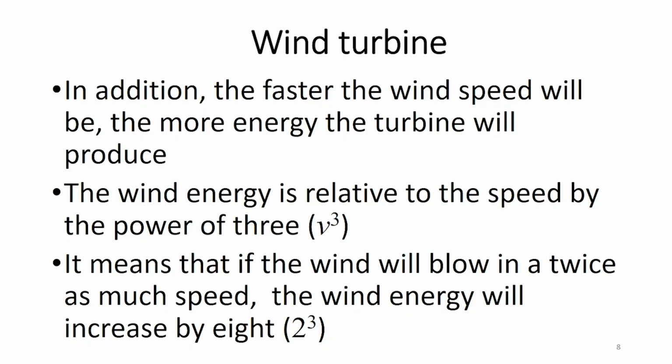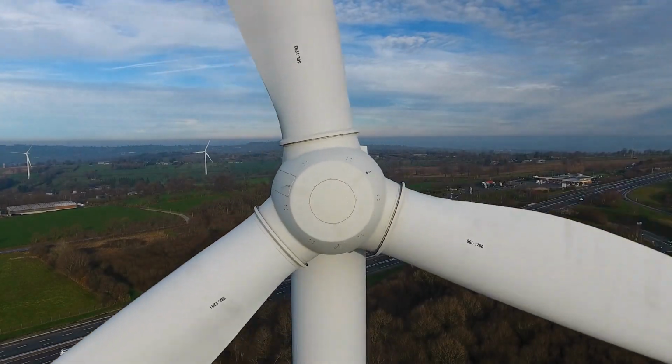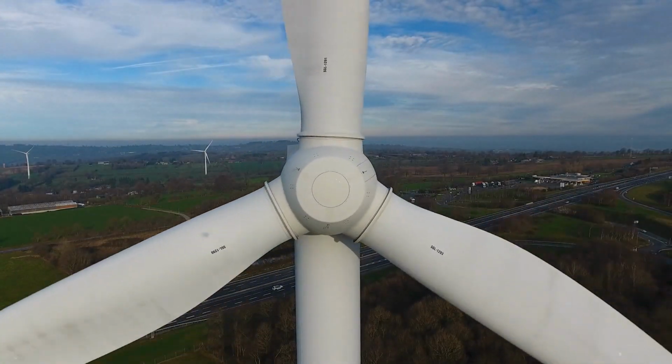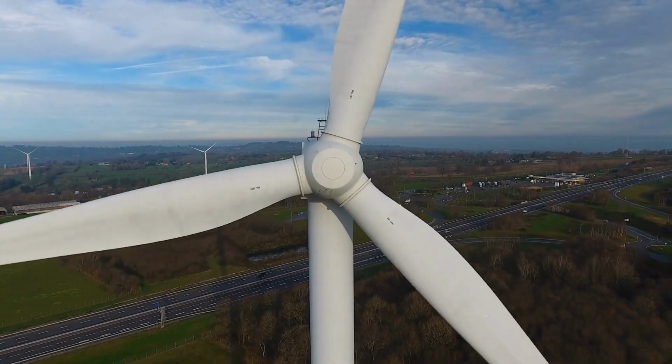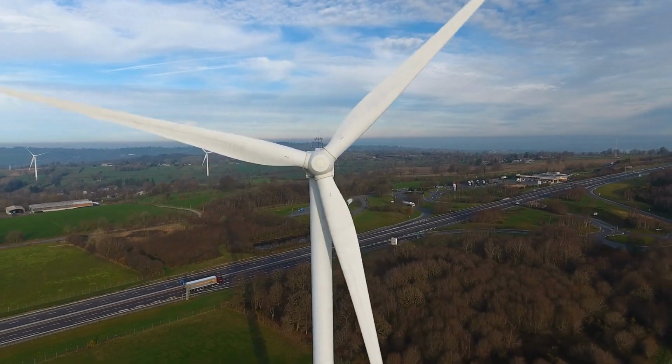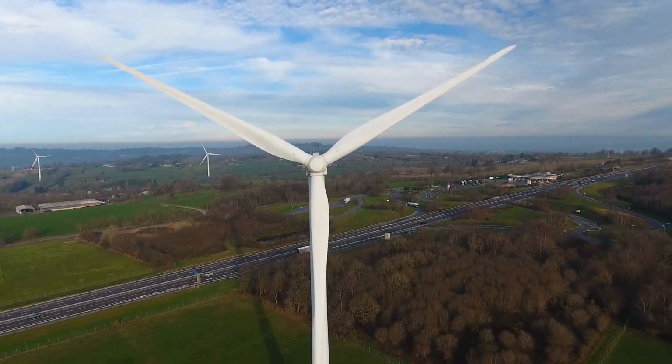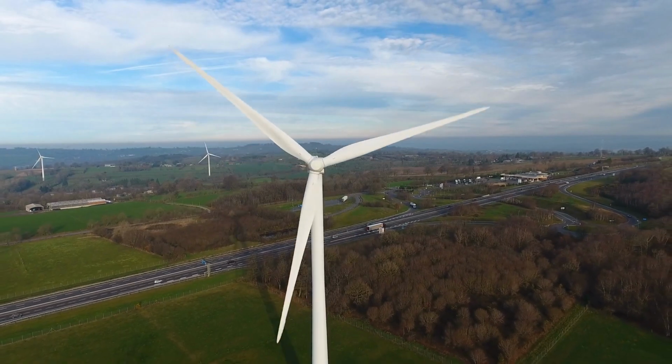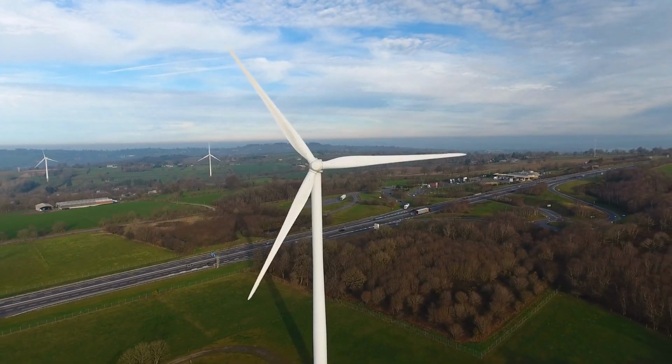The wind energy is relative to the speed to the power of 3. It means that if the wind blows at twice the speed, the wind energy will increase by 8, which is 2 to the power of 3. The wind changes over time. As a consequence, the electricity produced by a single turbine changes as well. Connecting a large number of turbines together in a specific area, and connecting many regions from various areas to a single network, will allow for more stable electricity production.